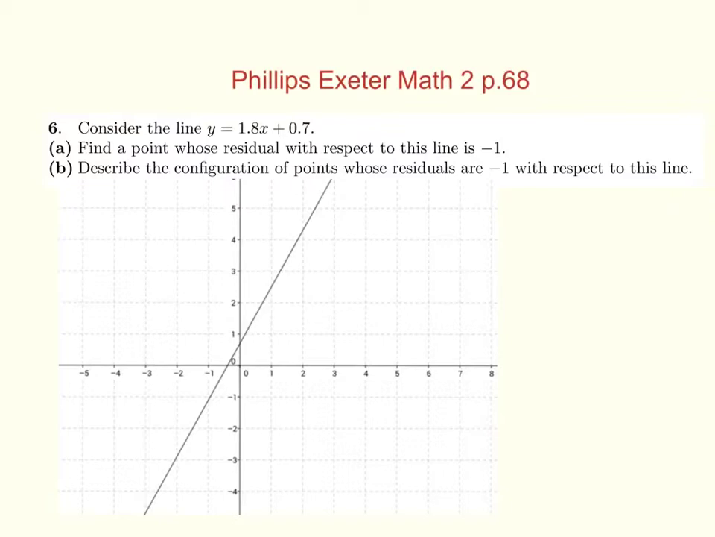Okay, so what do you think the easiest way to do this would be as far as picking a point? Using the y-axis. Yeah. So if I look at the y-intercept here, I don't have to worry about doing really any computation. That is 0.7. So now if I want a point with a residual of -1, where do I go from that 0.7?